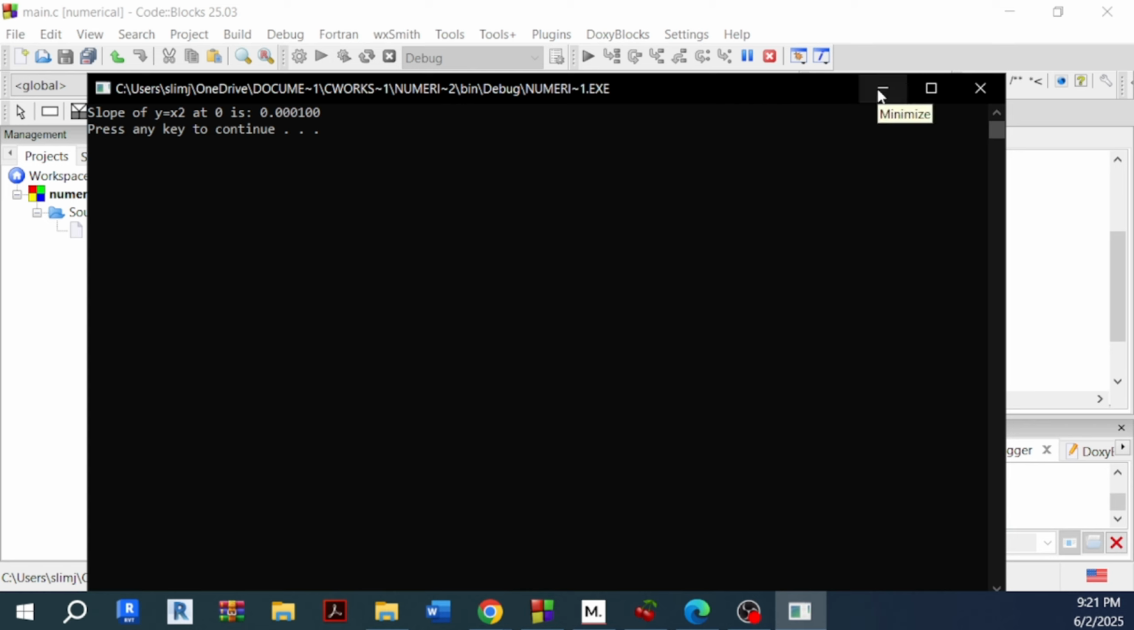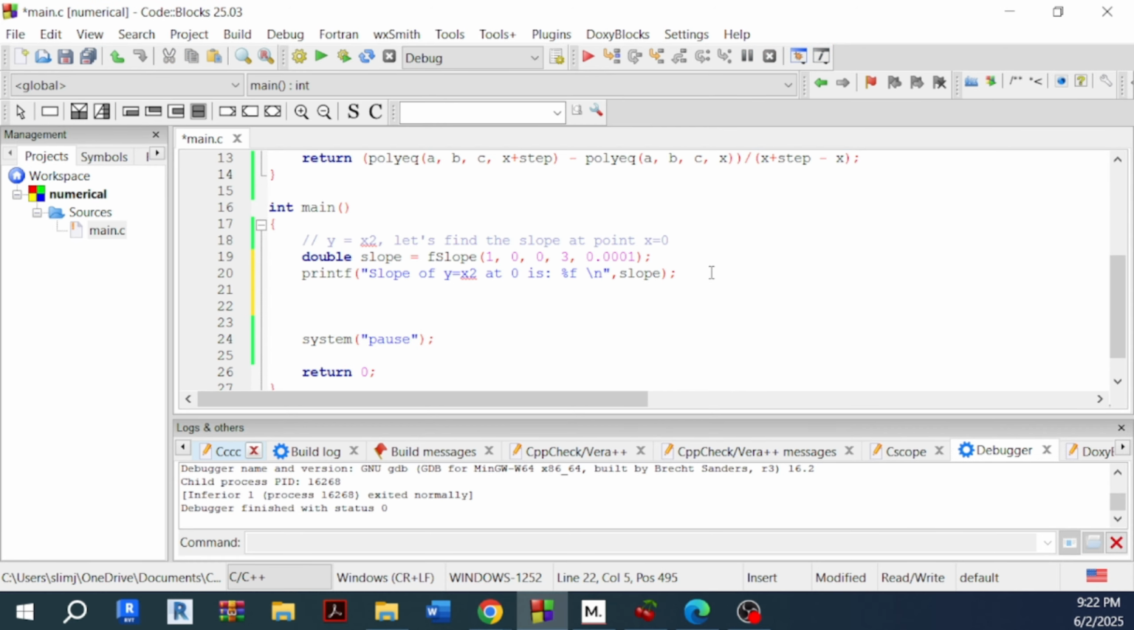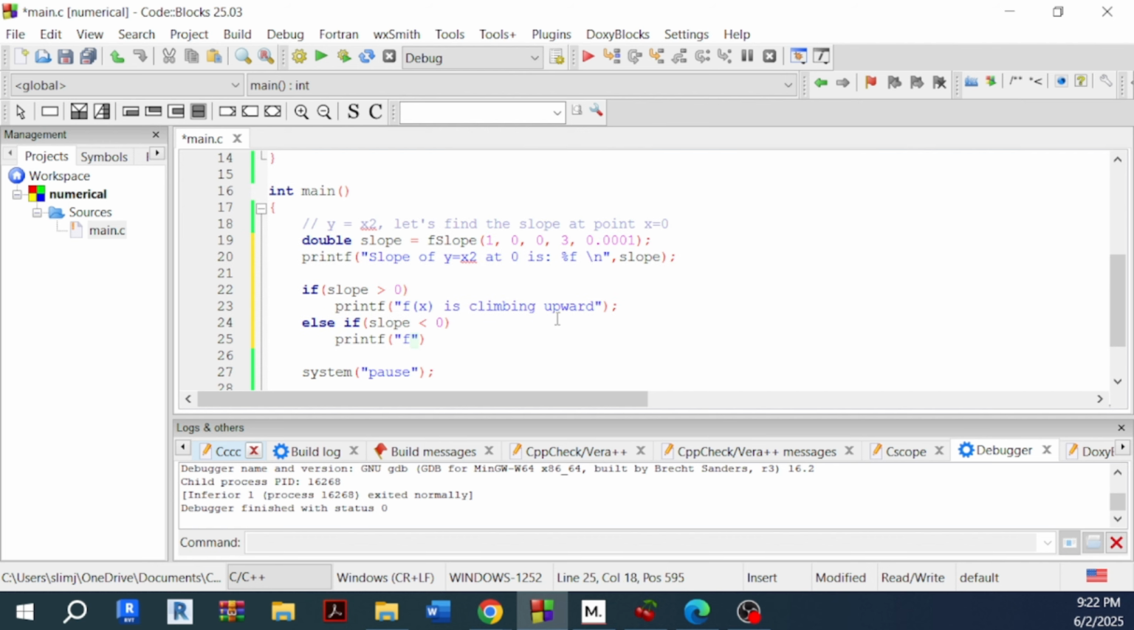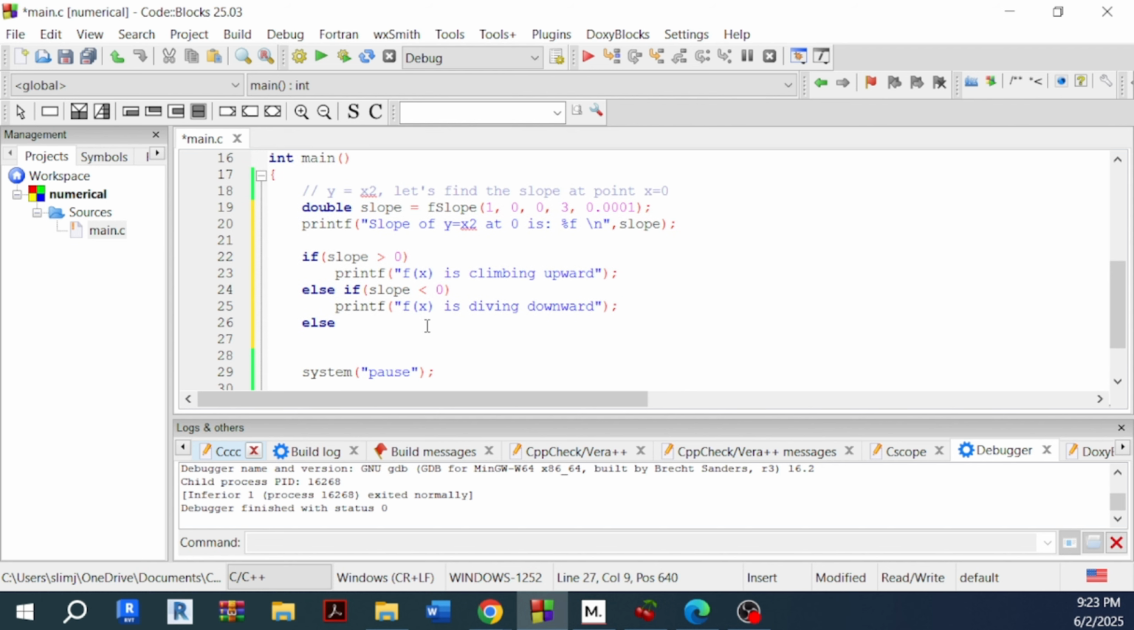Let us try for another value, and I want to change the code to add some conditions. We will try x equal 3, and let's test the slope. If the slope value is greater than 0, then I want to print that the function is climbing. Else, if slope is less than 0, f(x) is diving downwards, meaning it is going down. Else, the function would be parallel. It won't be changing levels. The tangent would be parallel to the x-axis. Print f(x) is leveled and parallel to x-axis.